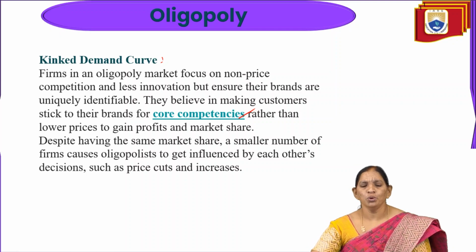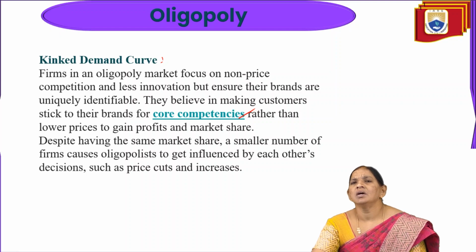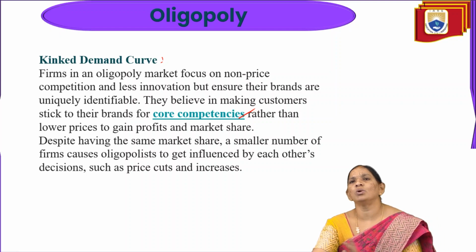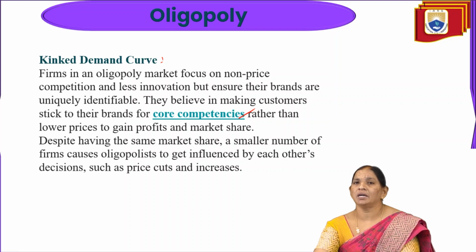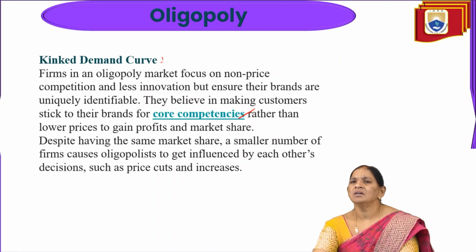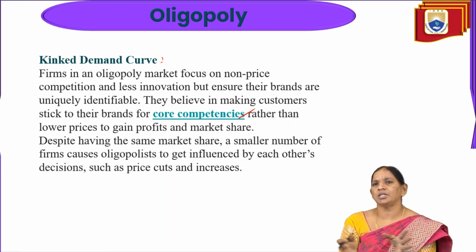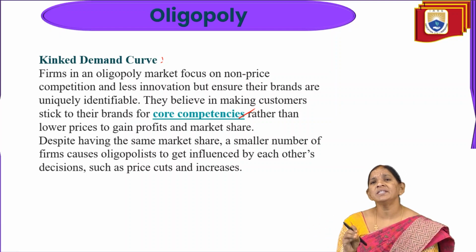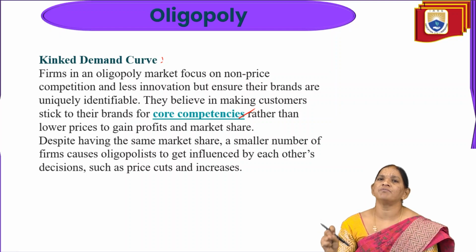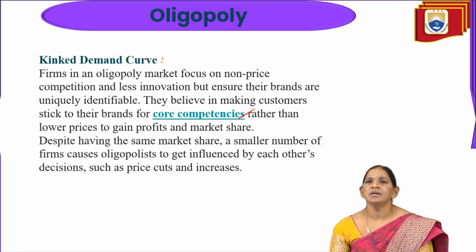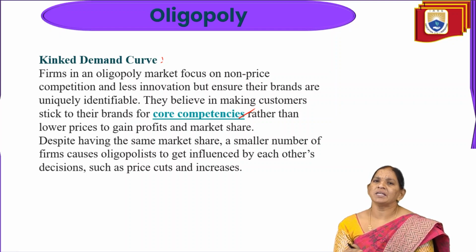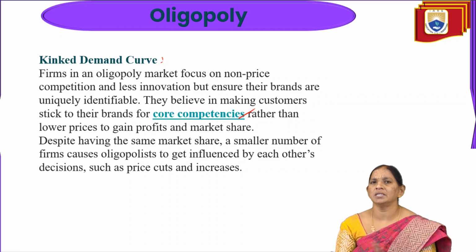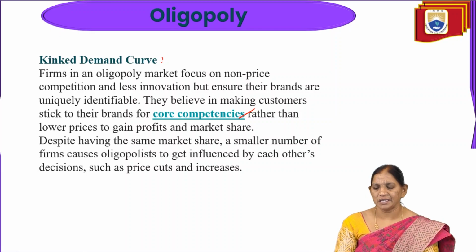So whatever they can do, despite having this market share, a small number of firms causes the oligopoly to get influenced by the other firms' decisions, such as price cuts and increases. Meaning maybe the total market was shared between a few people. So some segment will be there where the external producers always want to capture some sort of market share. Due to this, we can see the price cuts and increases, the fluctuation in the price, could be identified.